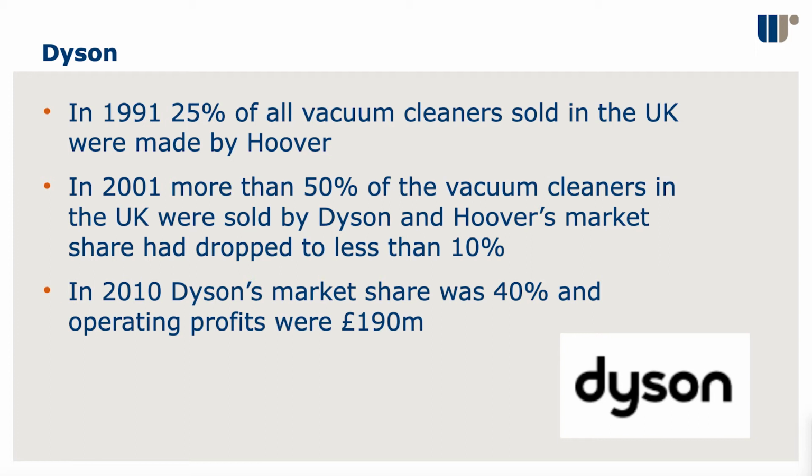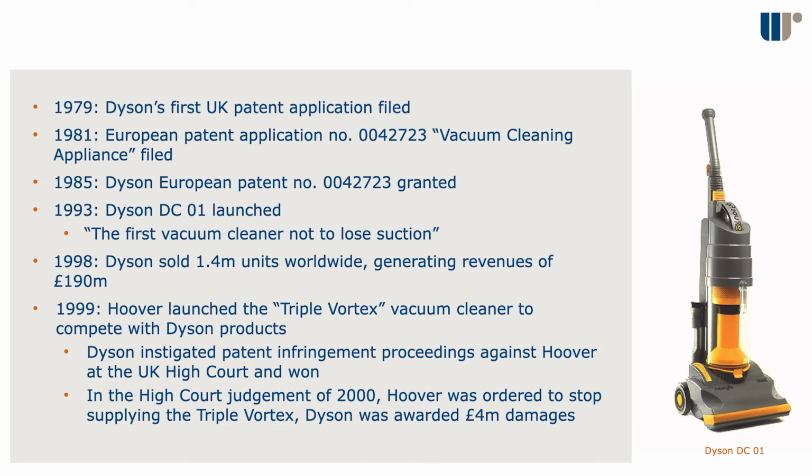Bringing things forward to 2010, and this is still roughly true now, Dyson has a 40% market share, numerous products in other fields, and 190 million a year of operating profits. There's no question that Dyson's success is down to more than IP, but IP has been a crucial element of that success. So what was Dyson's journey? Well, in 1979, Dyson filed their first patent application, but it wasn't until 14 years later, and over 5,000 prototype iterations, that they launched the DC-01, which was their first product, as shown here.